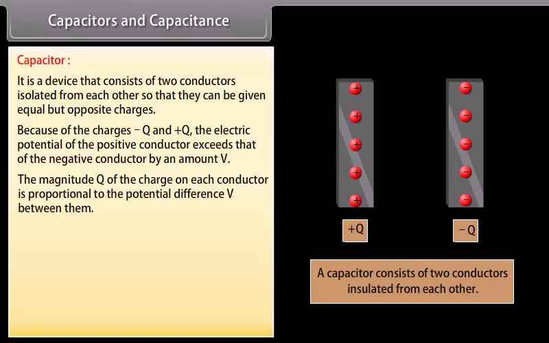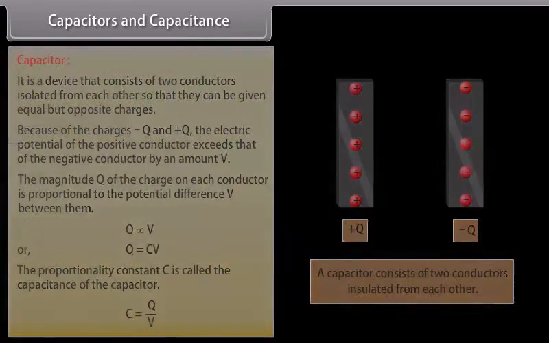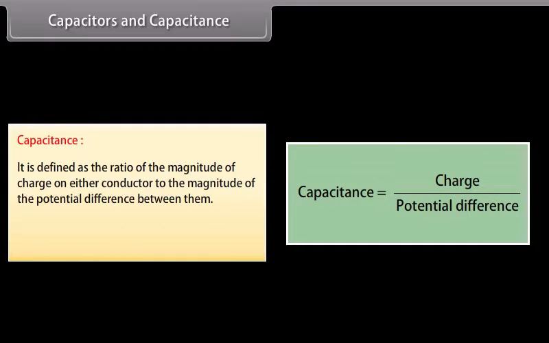The magnitude Q of the charge on each conductor is proportional to the potential difference V between them. Q is directly proportional to V, or Q is equal to CV. The proportionality constant C is called the capacitance of the capacitor. C is equal to Q by V. Capacitance. It is defined as the ratio of the magnitude of the charge on either conductor to the magnitude of the potential difference between them. The SI unit of capacitance is coulomb per volt, called farad.